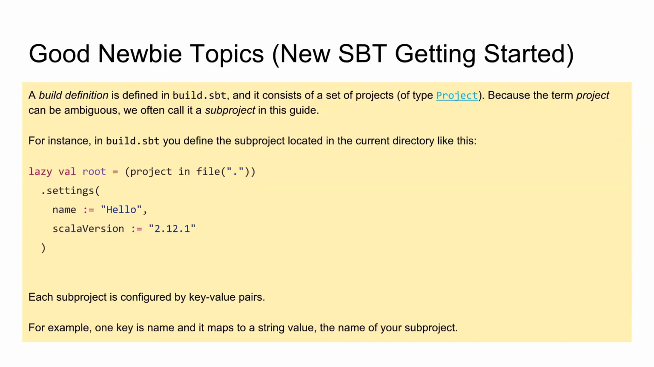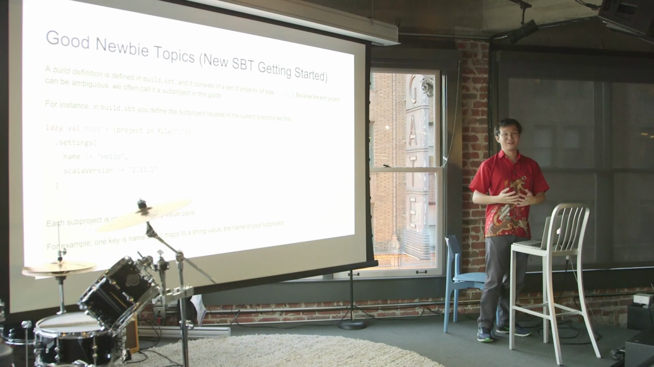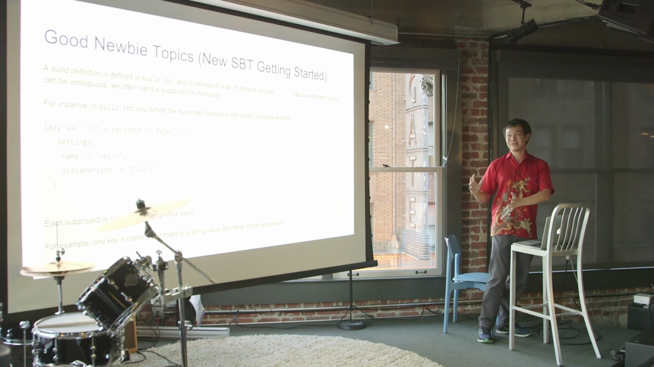No explanation about what the colon equals is, how it's implemented, how it's a map or not a map, or immutable or mutable. It just says, here is something, and here's how you use it to begin with. And this is, I think, very good introductory documentation.